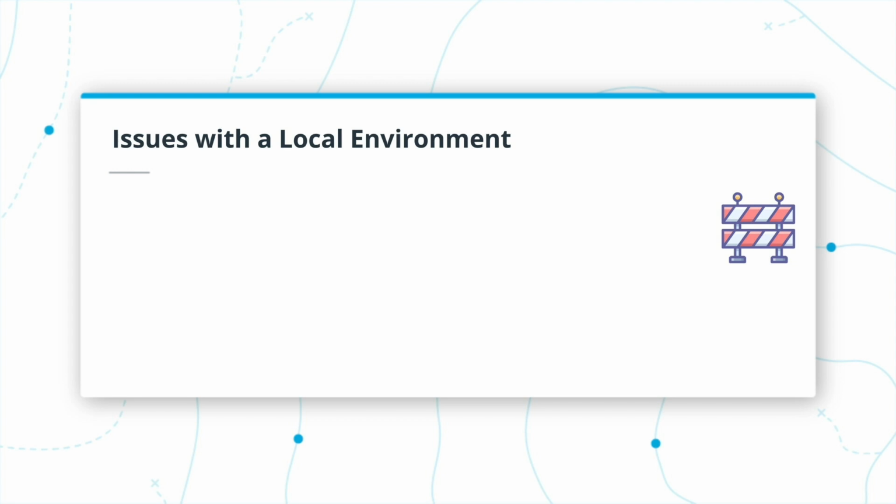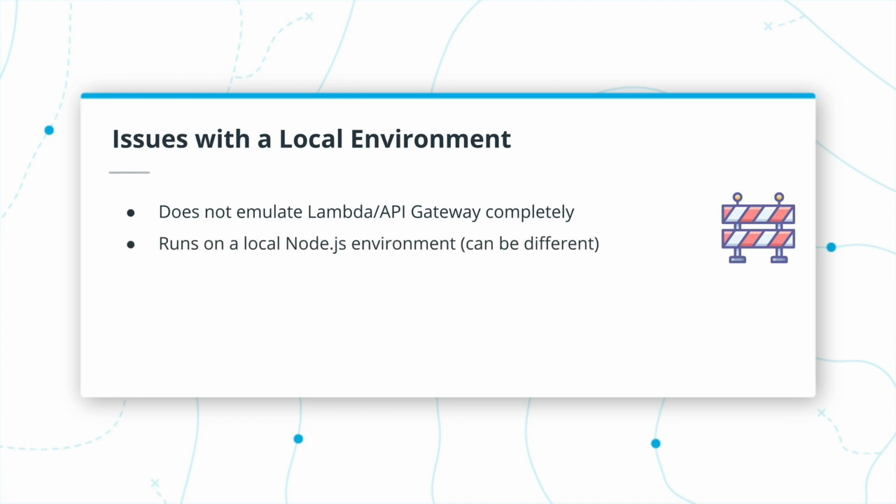Now, the Serverless Offline plugin can be a very useful tool, but there are a few issues with local execution of serverless applications. Well, the first one is that the Serverless Offline plugin doesn't emulate Lambda and API Gateway completely. There are a few subtle differences between local execution and actual API Gateway. And the second issue is that if we run our application locally, it will run on a local Node.js environment, which can be different from the Node.js environment used in AWS.